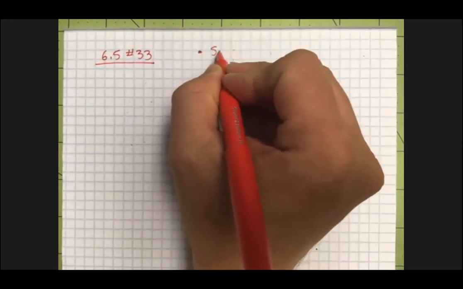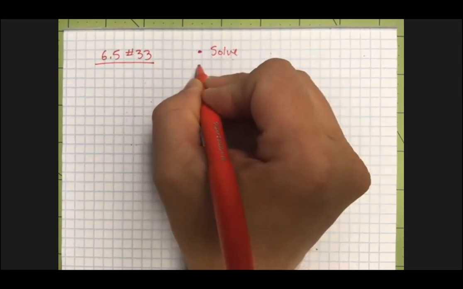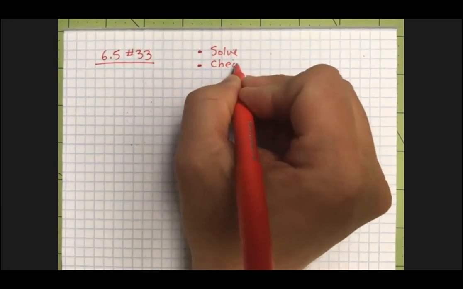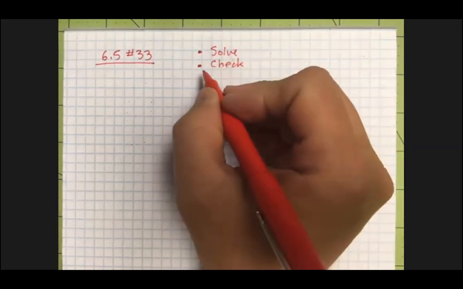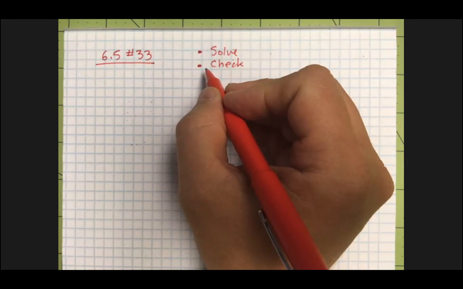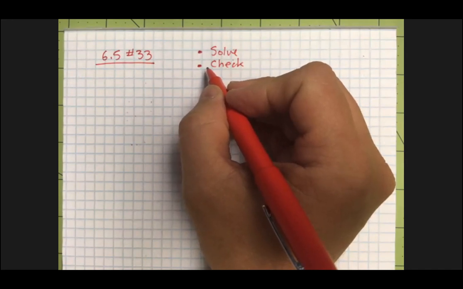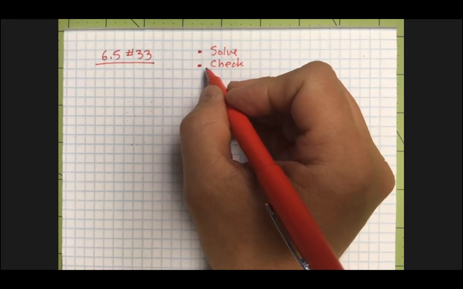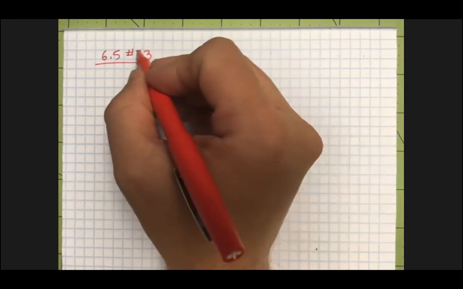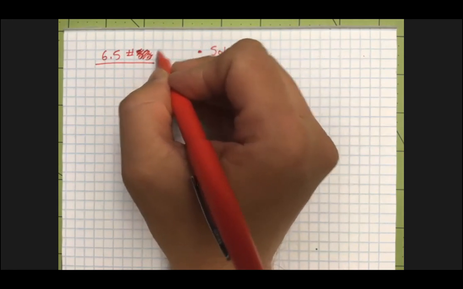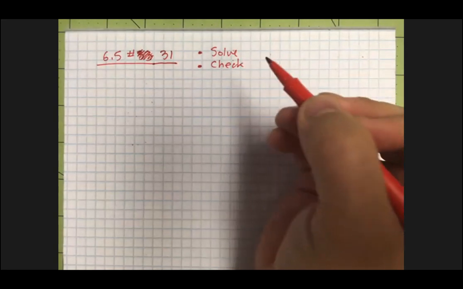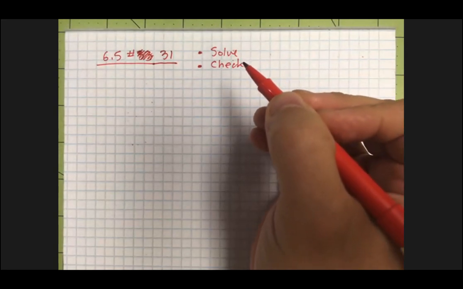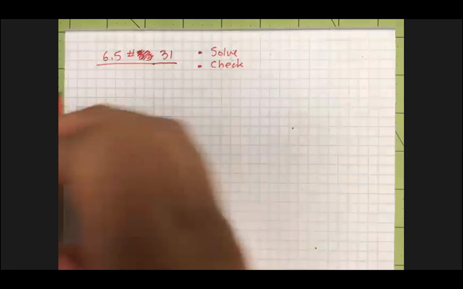Again, I'll stick to my same instructions. Solve and check. It's a good idea to check all answers all the time. 33. I don't like 33 very much. Let's change it to 31. It's more interesting. We can come back and do 33 or likewise later. Okay, so anyway, 31. We're on 31.